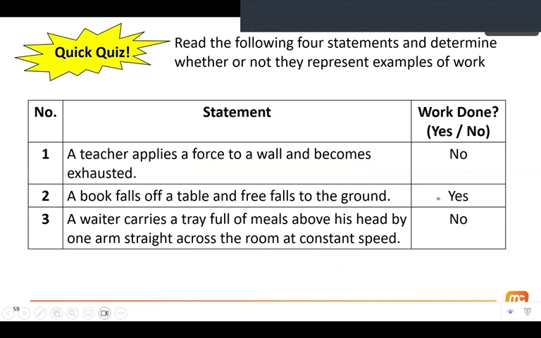In this case, there will be work done because the book falls, as there is a gravitational force acting downwards on the book. Since there is a force acting downwards and the book moves downwards, there will be work done. The work done is caused by the gravitational force acting on the book. Okay, next one, question number 3.